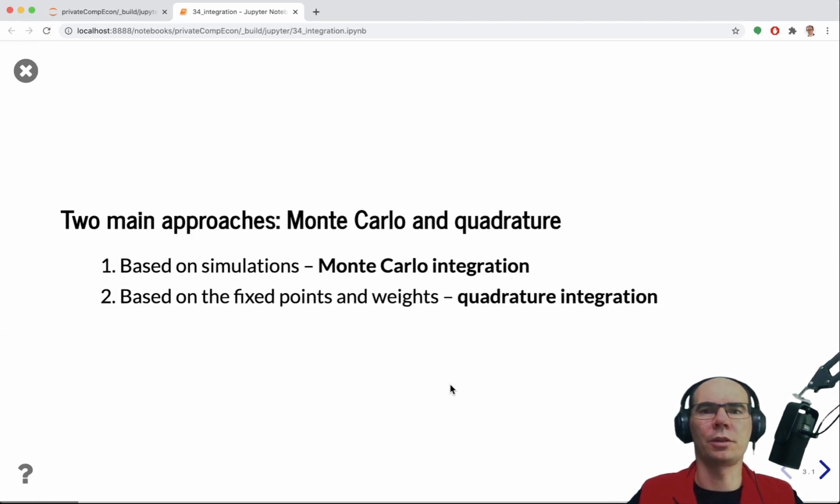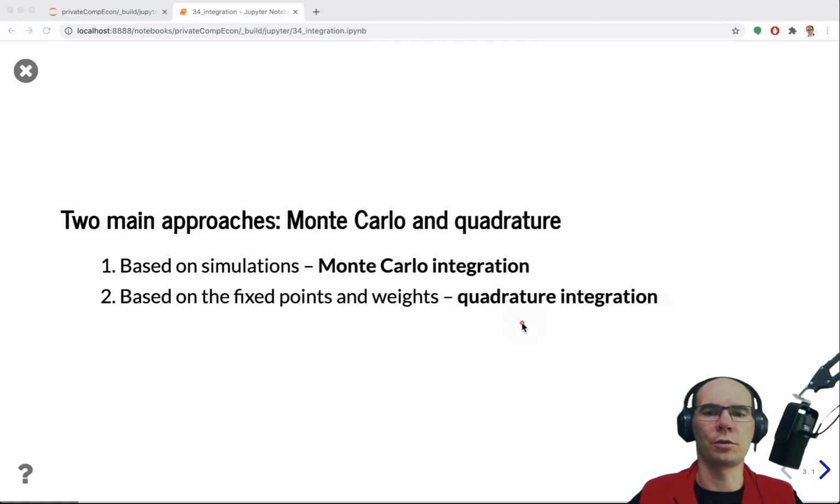So as I mentioned, there are two main approaches, Monte Carlo integration and quadrature. And we will look at both of them in this video. Monte Carlo integration is a stochastic algorithm which is based on some draws from particular distributions, right? It's based on random variables to calculate a definite integral. Whereas quadrature integration is based on quadrature points, which have to do with function approximation effectively. So it's very good if you've seen video 31 on functional approximation.